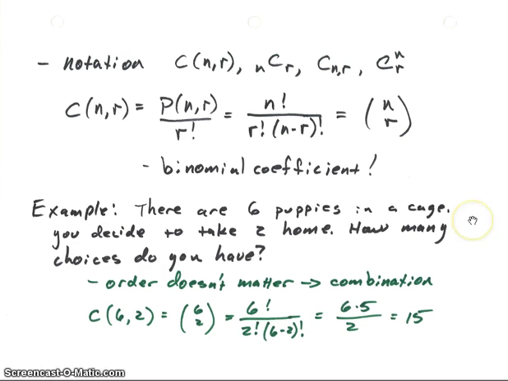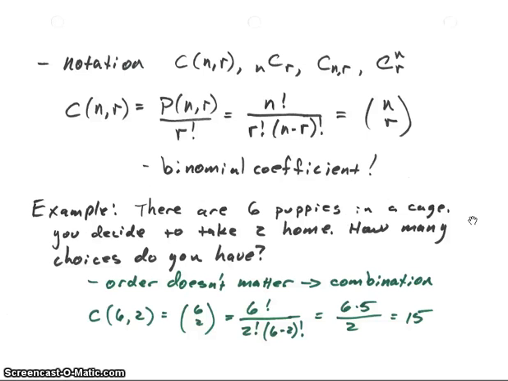So let's look at an example using combinations. So you go to this store and there's 3 puppies in a cage. You decide you got to have 2 of them. So how many different choices do you have of choosing 2 puppies from the 6 that are there? Well, obviously order doesn't matter. If you pick the 2 puppies, it doesn't matter if you picked one before the other. It's really the same choice.